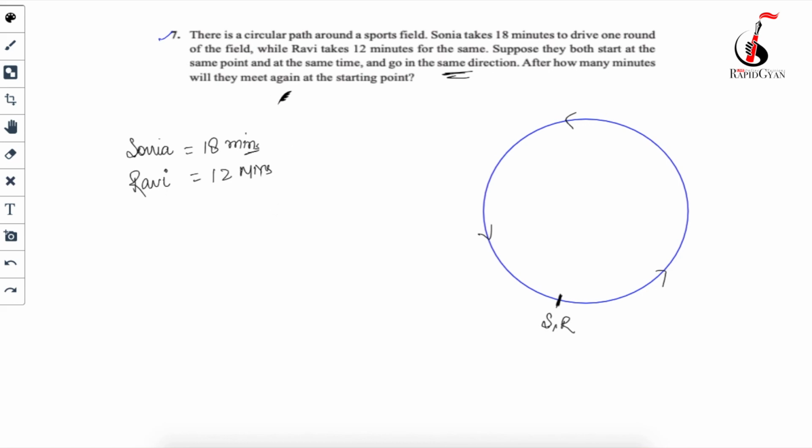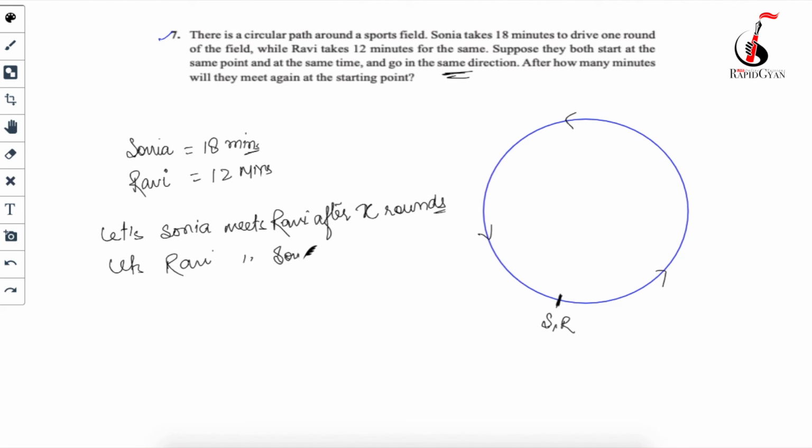Of course they will be taking some rounds. So let's assume that Sonia meets Ravi after X rounds, and let's say Ravi meets Sonia after Y rounds. If Sonia is meeting Ravi after X rounds, what is the total time? In one round she is taking 18 minutes, so the total time will be 18 multiplied by X, which is 18x minutes, correct?